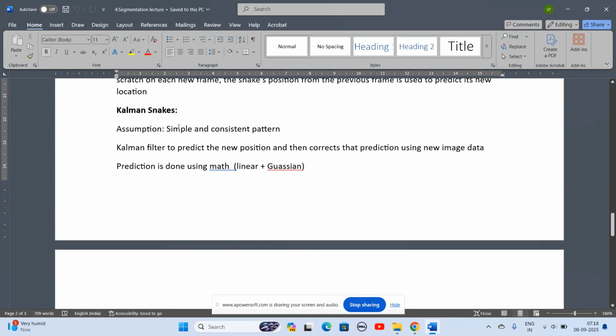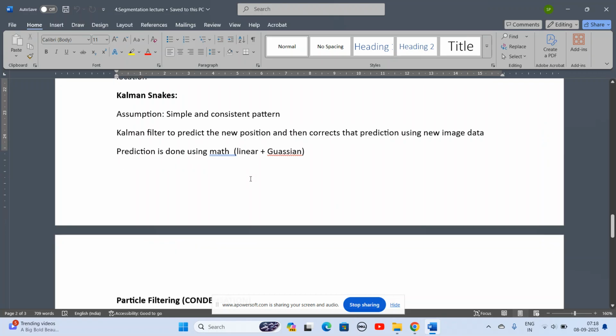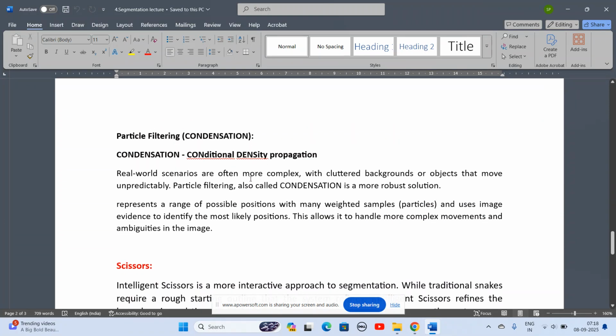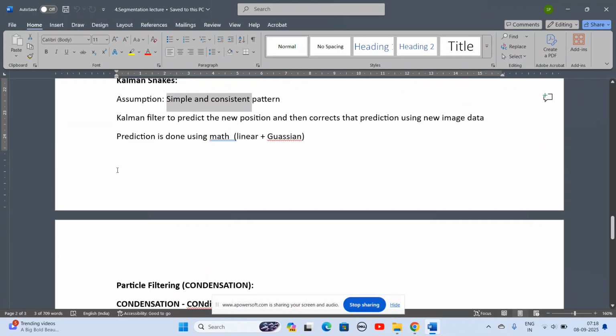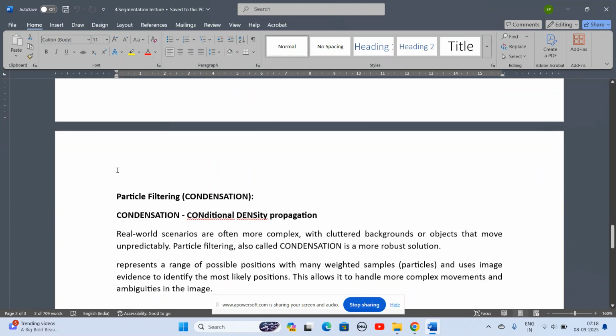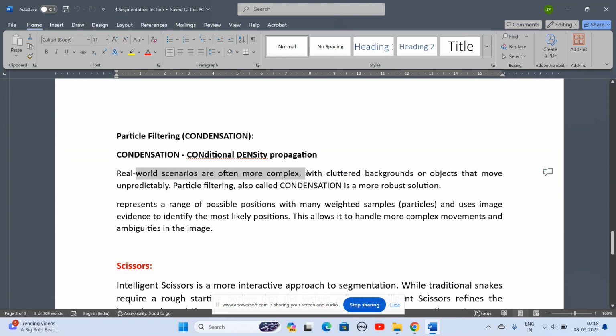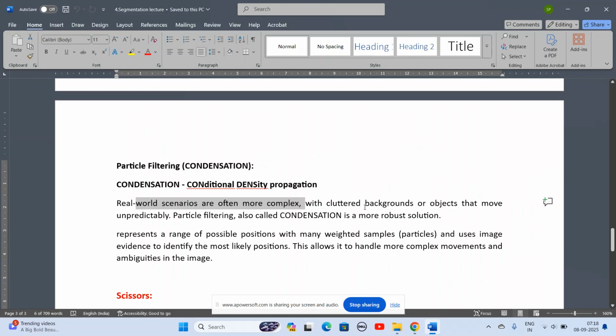In Kalman snakes, we are assuming the system follows a simple and consistent pattern. So the Kalman filter is applied to predict the new position and then corrects the prediction using the new image data. It is done using mathematical functions, linear as well as Gaussian. Real-world scenarios are often more complex. If it is a simple and consistent pattern, we can use Kalman snakes, but real-world scenarios are not simple and consistent.